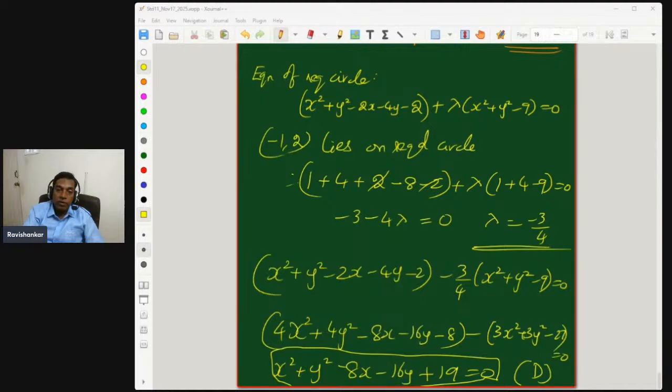Quite a few people have got that, and somebody asked, can you just check the point (-1, 2) in the options and find the answer? Yes, you can do that also.